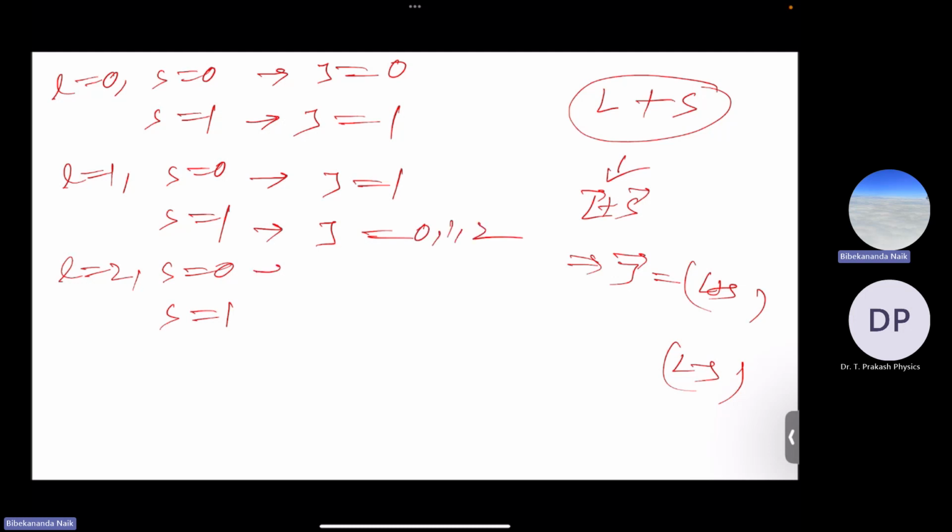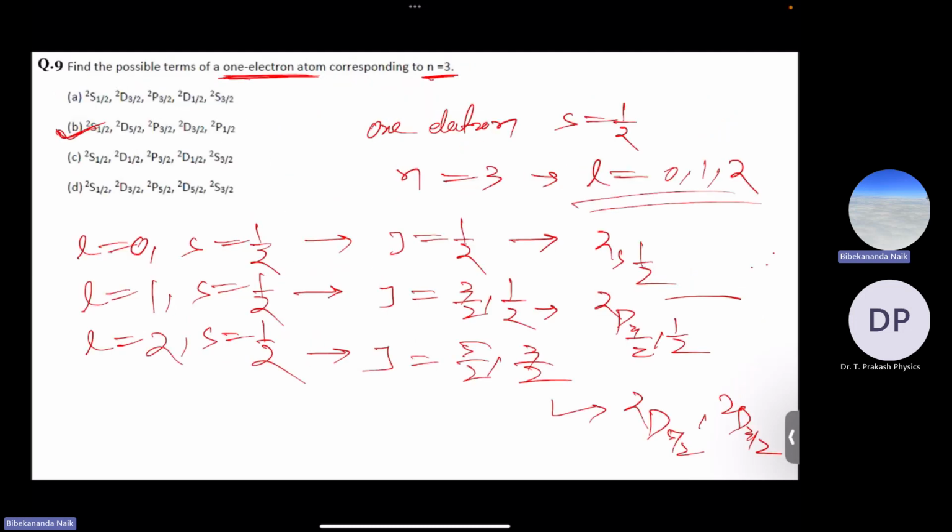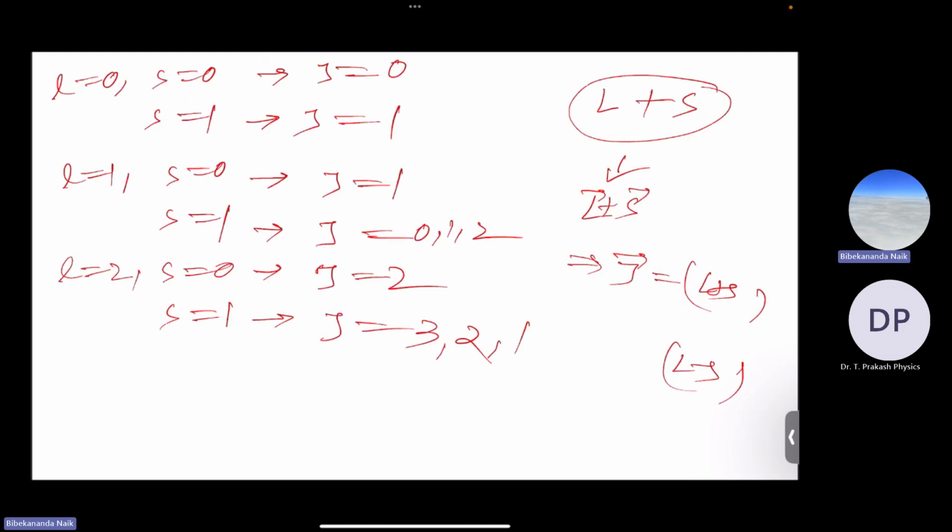So L equal to 2, H equal to 1, J will be 2 plus 1 is 3, 2 minus 1 is 1, so it will be 3, 2 and 1. So 1, 2, 3, 4, 5, 6, 7, 8, 9, 10. So there will be 10 terms. Here there are only 4 terms, but here there will be 10 terms. So what are those terms?